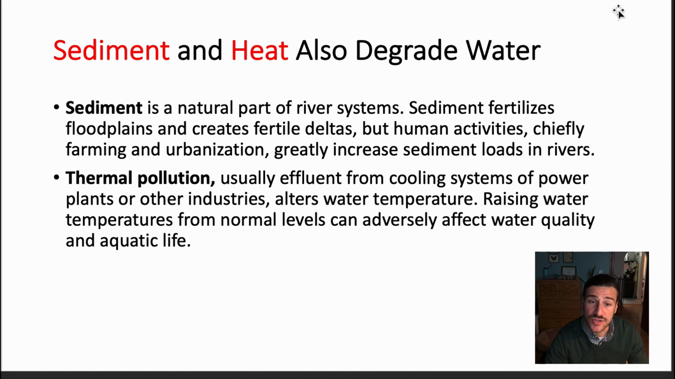Sediment and heat also degrade water. Sediment is a natural part of river systems. Sediment fertilizes floodplains and creates fertile deltas, but human activities, chiefly farming and urbanization, greatly cause increased sediment loads in rivers. It's really weird, but there is such a thing as thermal pollution. Usually from cooling systems of power plants, they will release water, and those waters are going to be higher in temperature. Raising water temperatures from normal levels can have adverse effects on the quality of aquatic life.